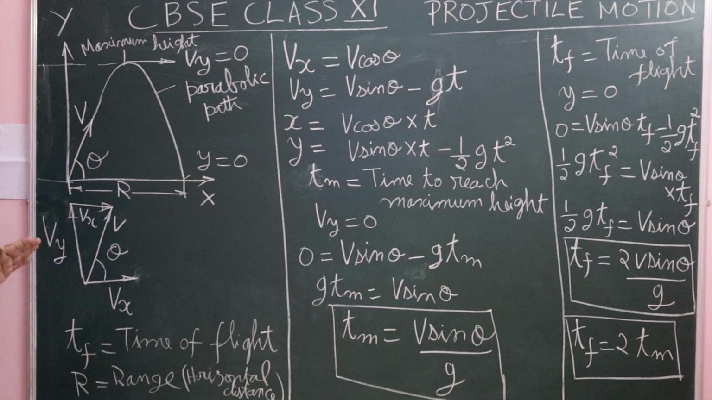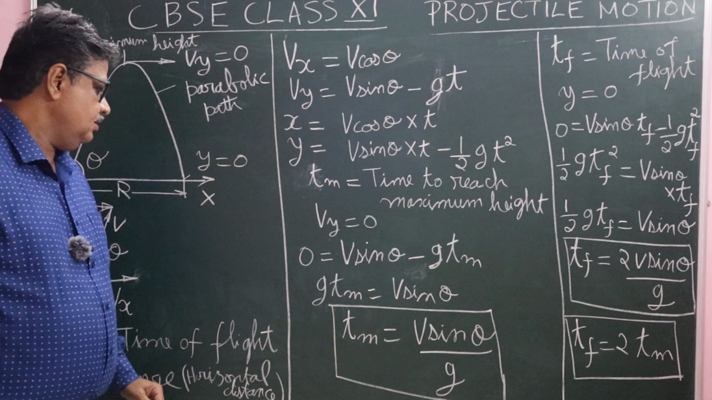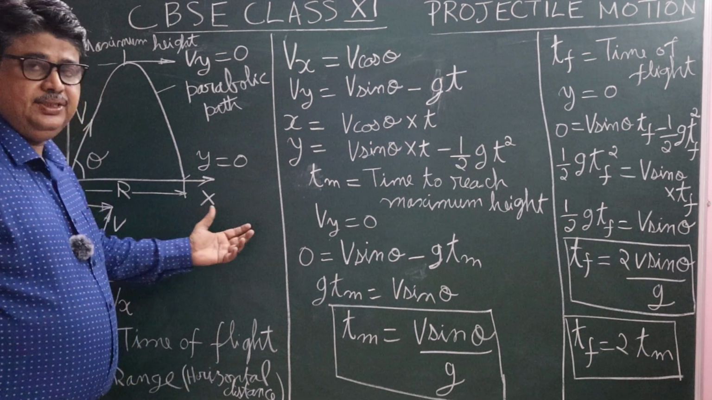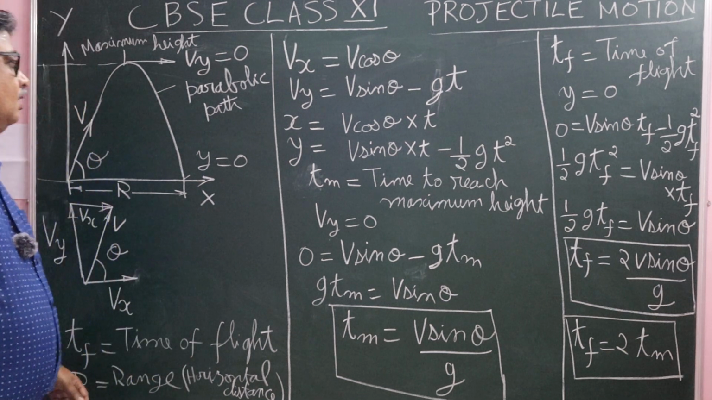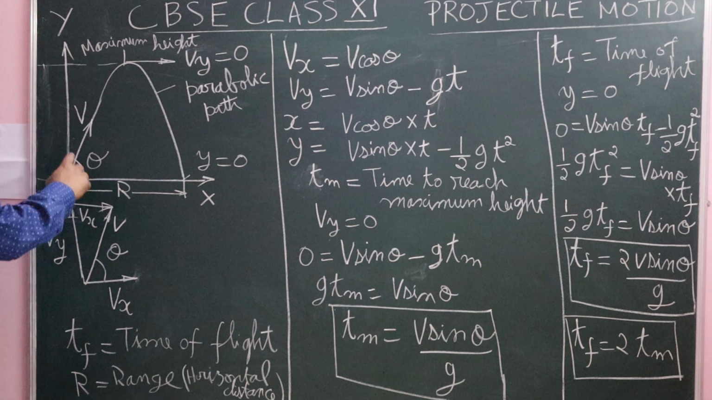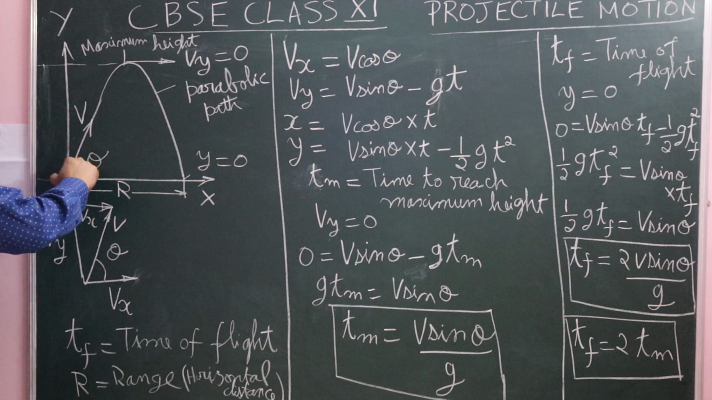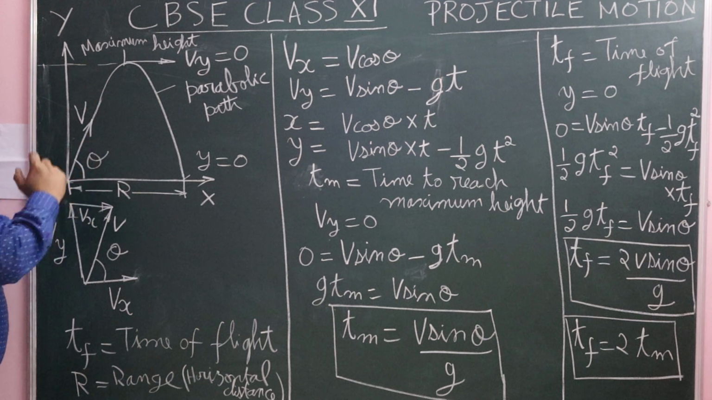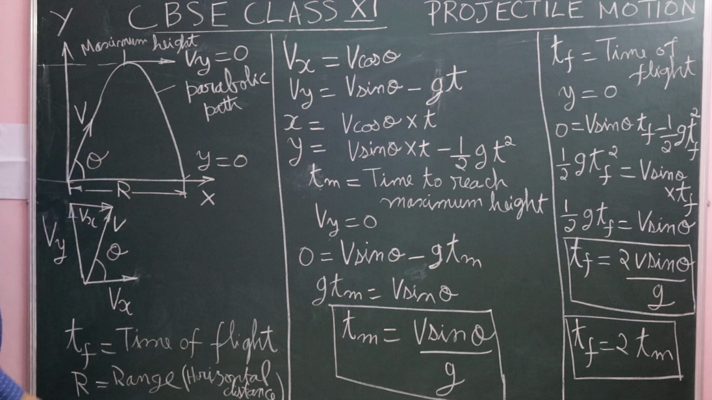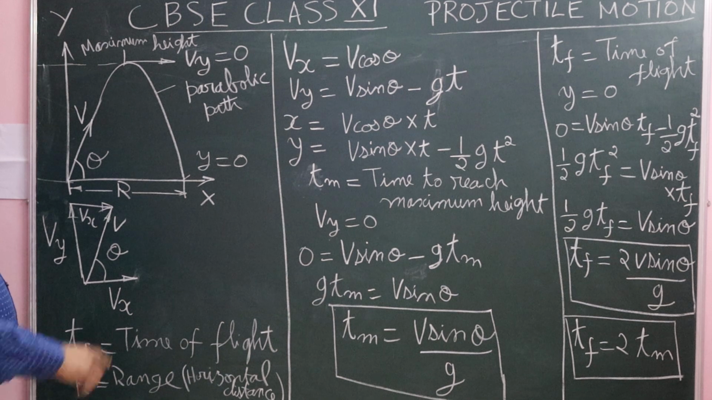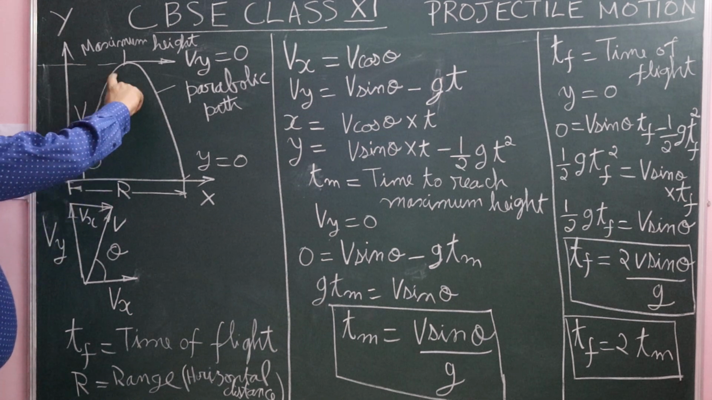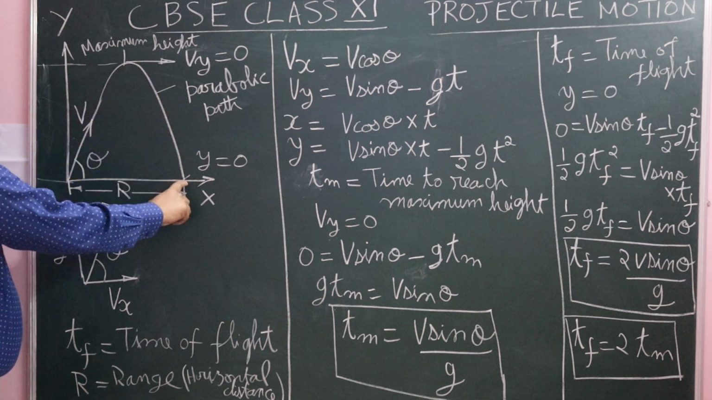Now let us see the time of flight, time to reach maximum height and horizontal distance in this class. So in this projectile motion, V is the velocity of the object which is projected at an angle theta from the ground. It traces a parabolic path, it reaches the maximum height and it comes down.